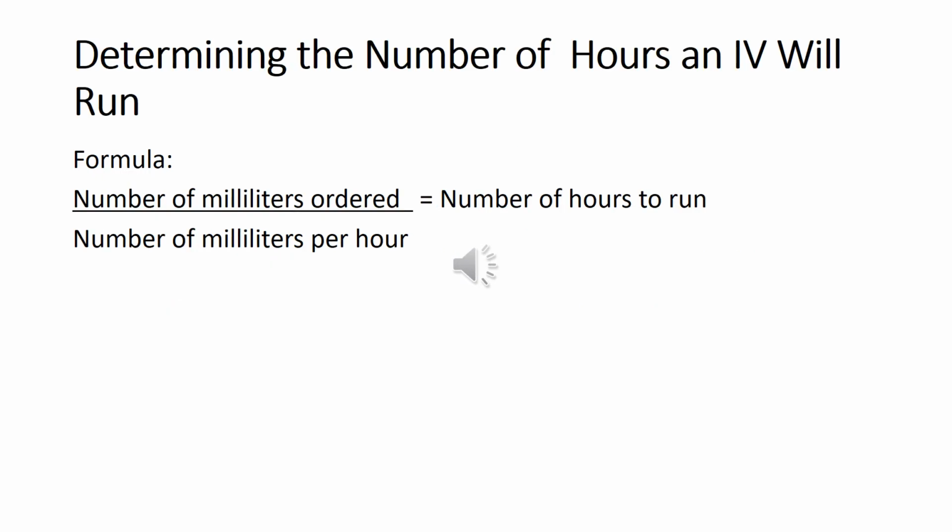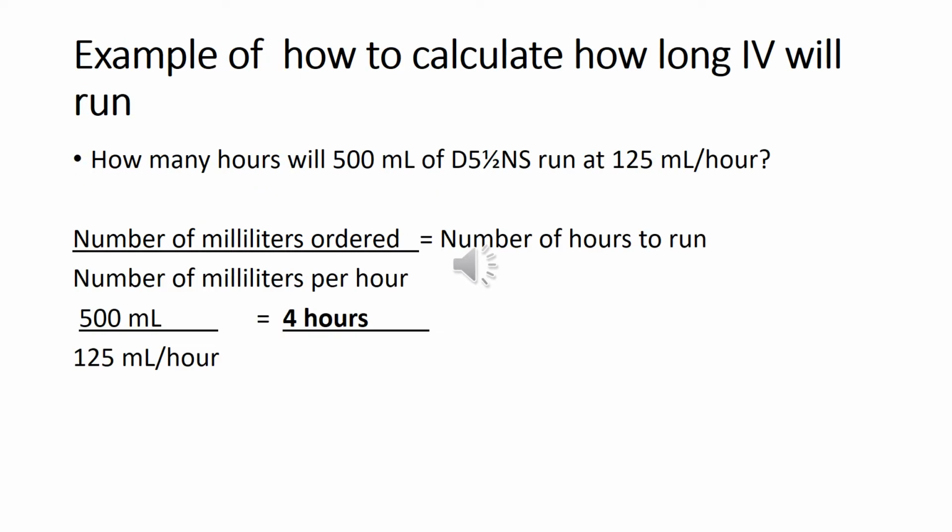To determine the number of hours an IV will run, for this formula you're going to have the number of milliliters ordered, like 1,000 milliliters, and you're going to have it over the number of milliliters per hour to equal the number of hours to run. So in this one, we're looking at how long this bag of 500 milliliters of D5 1/2 normal saline is going to run at 125 mils per hour.